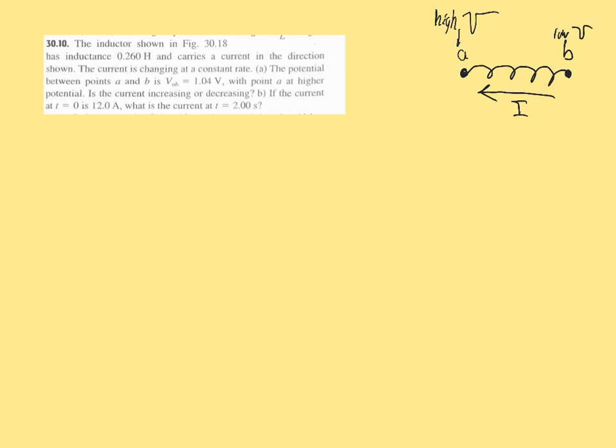Well, the only way that it's possible for you to get a higher voltage, the voltage, remember, is going to oppose the change in current. So the only way that's going to oppose that change in current is if that current is increasing. So the current has to be increasing.